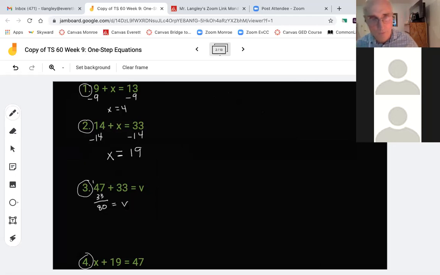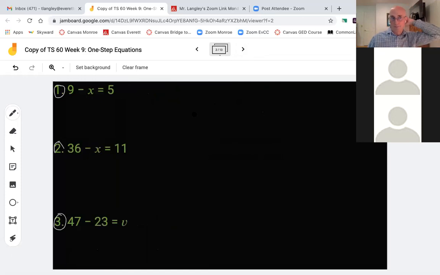And don't be thrown off if the V is on the other side. It just means the same thing. V equals 80. All right. X plus 19 is 47. I think you know how to do that by now. I would subtract 19 from both sides, and I got the answer. Okay. All right.